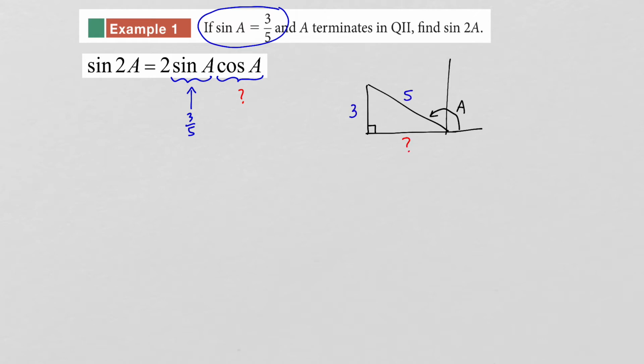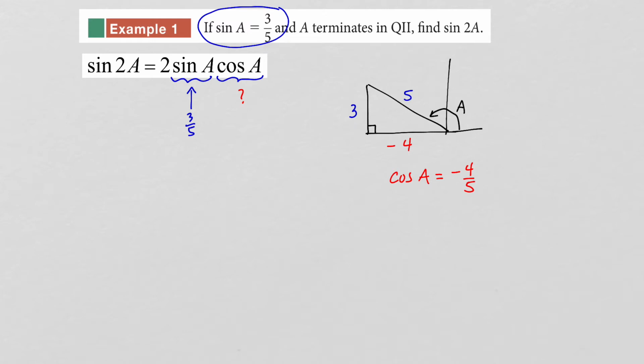And then we can find the missing side here by using the Pythagorean theorem, or of course, you could recognize that this is definitely a 3, 4, 5 triangle. And so the missing side here is 4, but it has to be negative because since we're in the second quadrant, the x-coordinate of the point here has to be negative. So now from this, we can see that cosine of angle A is negative 4/5. And I'm just using SOHCAHTOA there, right?